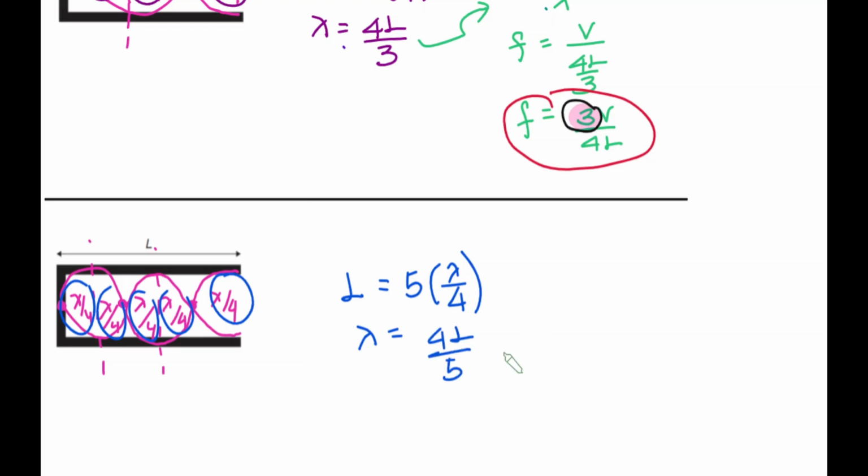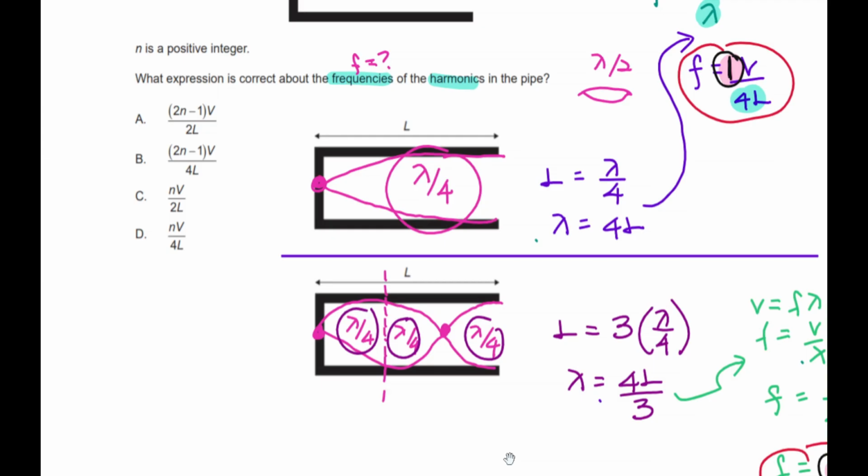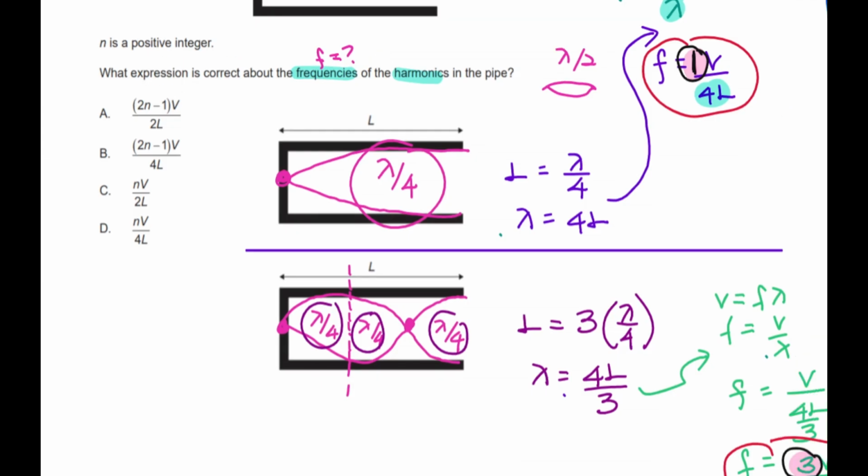Now, if I substitute that into the original equation where f is equal to v over lambda, we have f equal to v over 4L over 5. So f is equivalent to 5v over 4L. Now we can clearly see that we have 5 there. Now let's list down the 3 frequencies.